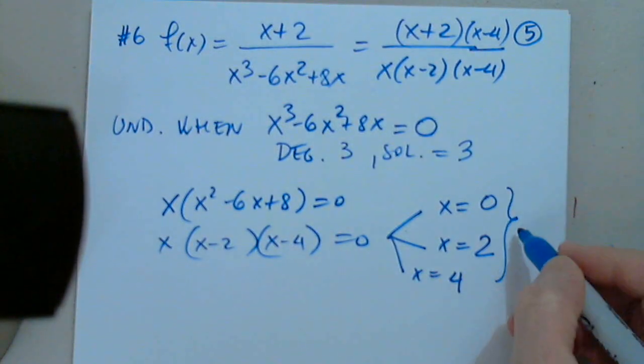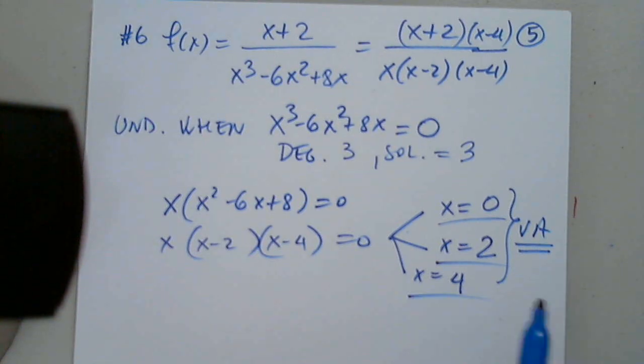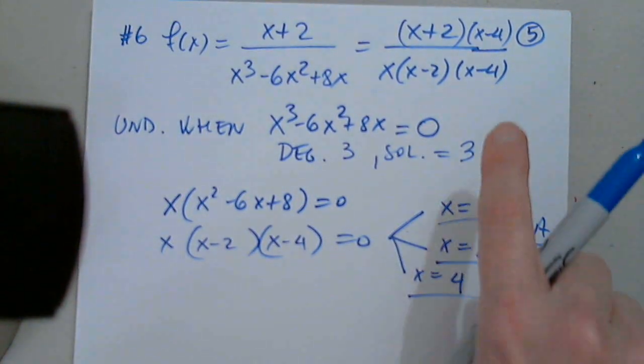All these in our case are VAs, all of them. x equals 0 is a vertical asymptote, x equals 2 is a vertical asymptote, x equals 4 is a vertical asymptote. But what if I have this situation?